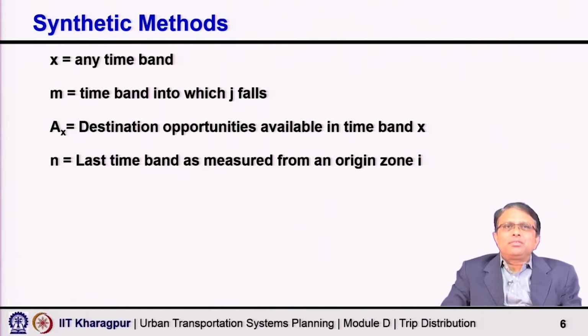Okay. So, now with this we can calculate, and as I said, x indicates any time band, m is the time band in which j falls, up to the 5th station, so station 5 falls within that, and x is the destination opportunities available in time band x. n is the last time band as measured from an origin zone I. So, n, I say, is the 10th station, the last station in the suburban route.